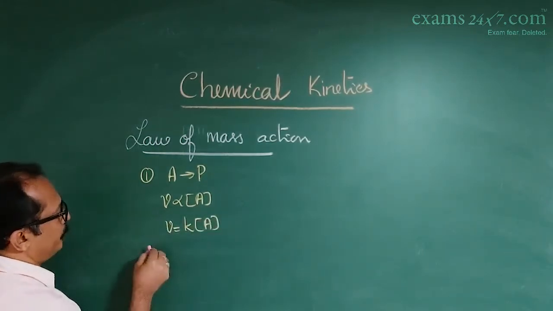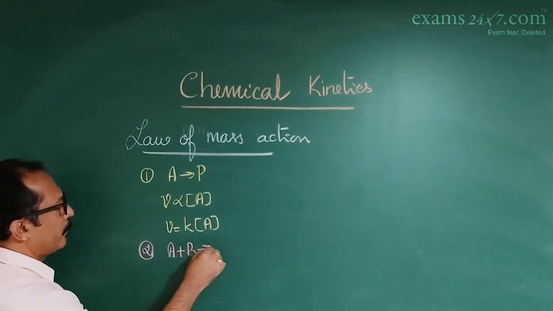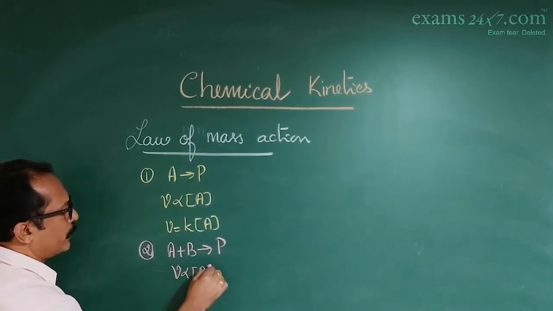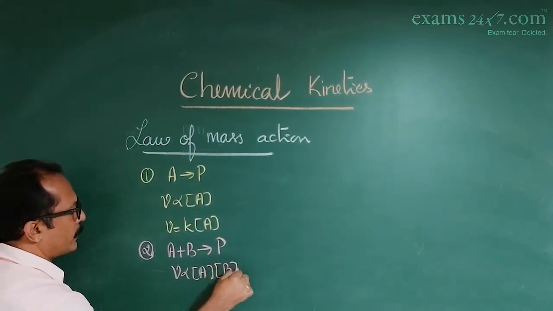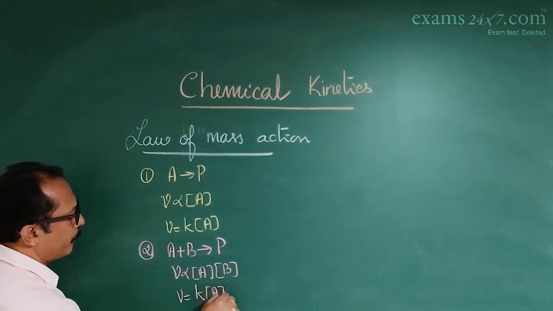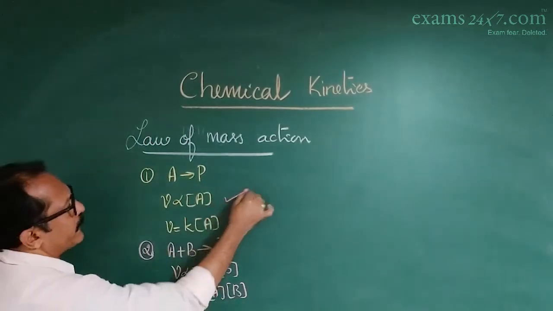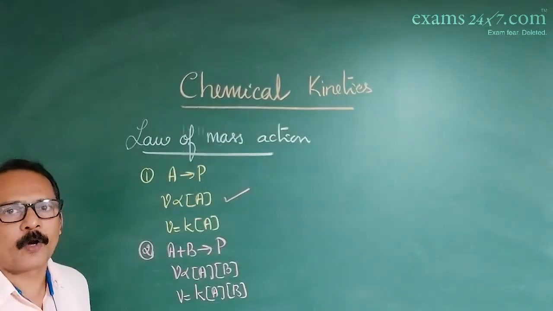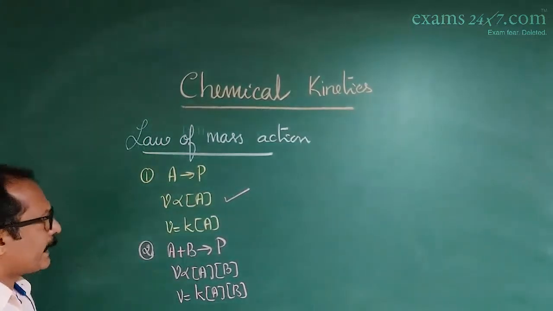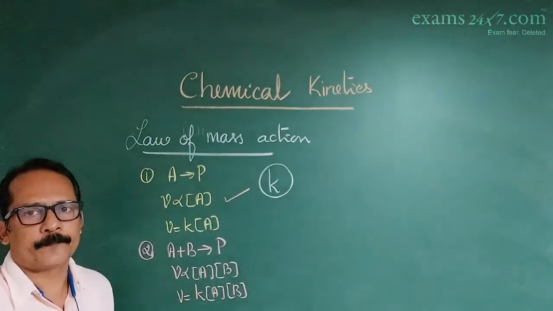Second example, A plus B gives product. Rate is proportional to the product of active masses of reactants A and B. Then this expression is called the rate law or rate expression. K is called the rate constant.